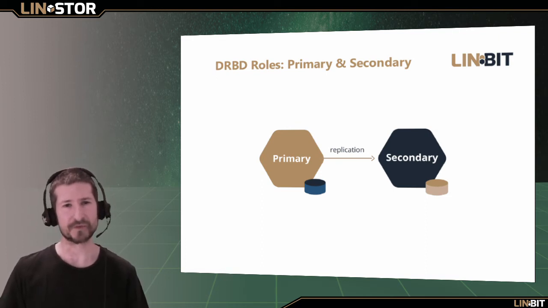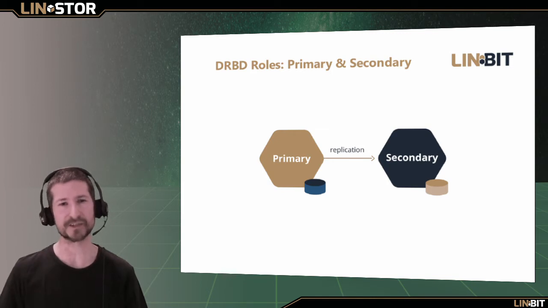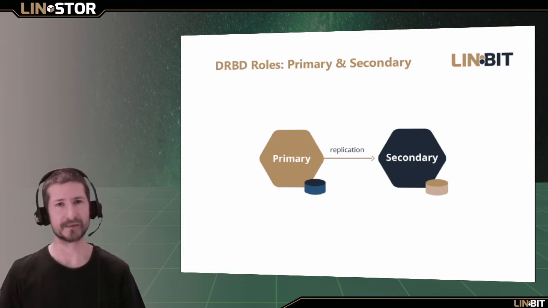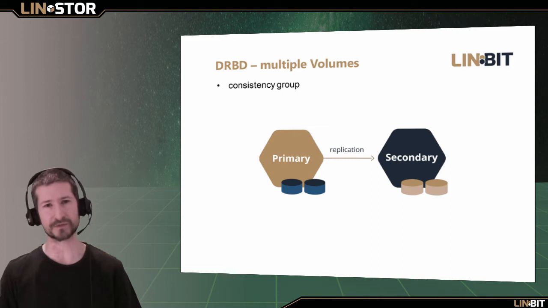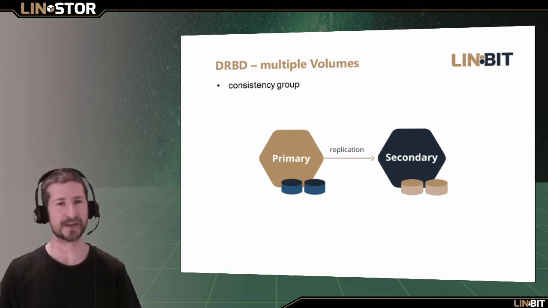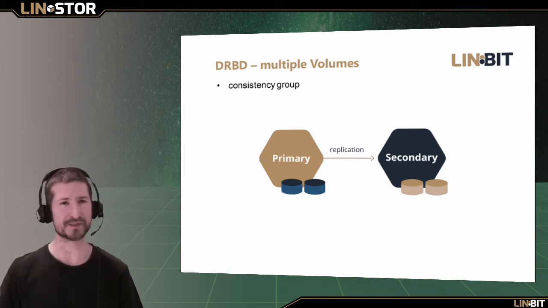A resource provides access to the storage volume by applications if it is in the primary role. The secondary only replicates everything that is written on the primary. DRBD also supports multiple volumes per resource as opposed to multiple resources, which it also supports. And there are some important differences here.